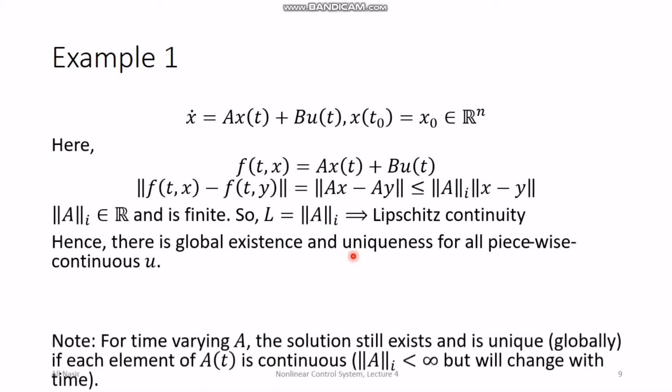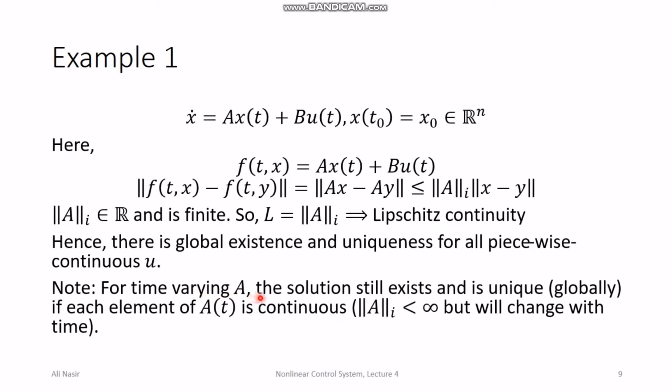Okay, for time varying A matrix, the solution still exists and is unique globally if each element of A is continuous. So in that case, the induced norm of A will be finite, but it will change with time. So linear systems, time varying or time invariant, both have global existence and uniqueness of the solution of the differential equation. This is no surprise because in linear systems theory we already see the solution formula for such equations.